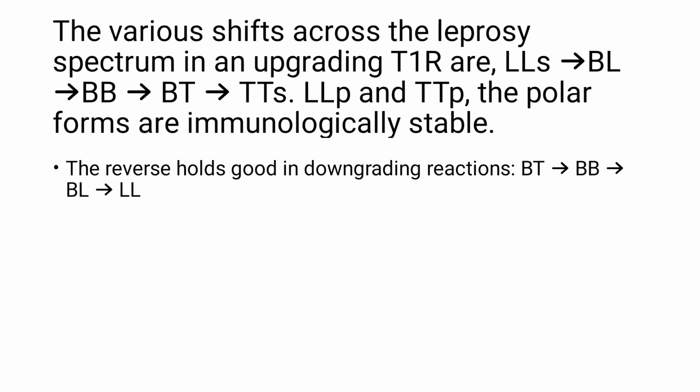The reverse holds good in downgrading reactions. Downgrading means they are converted towards lepromatous leprosy: tuberculoid, borderline tuberculoid, borderline lepromatous, and lepromatous leprosy. In upgrading type 1 reactions, lepromatous leprosy is converted towards tuberculoid, whereas in downgrading reactions, tuberculoid form is converted towards lepromatous leprosy, in which cell-mediated immunity is decreased, whereas in tuberculoid forms there is increased cell-mediated immunity.